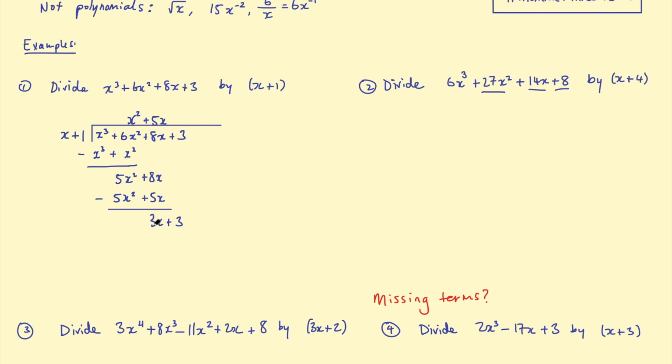Then divide the 3x by x. 3x divided by x is plus 3. Then multiply 3 by our divisor, x plus 1. 3 times x plus 1 is 3x plus 3. Subtract these.